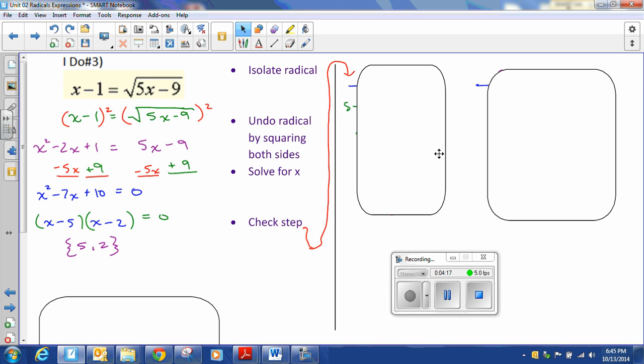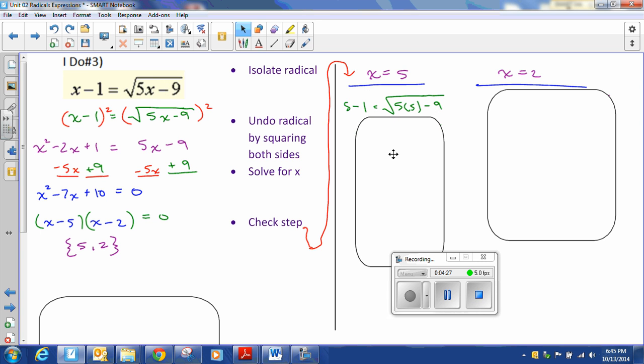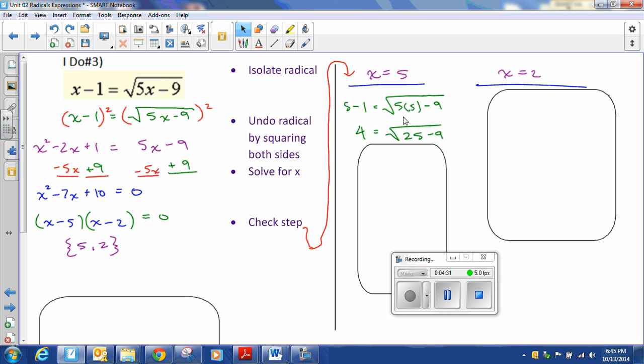Always do a check step. Here we have to do two check steps because we have 2 possible solutions. So here we have x equals 5 and x equals 2. Plugging back into the original equation, we have 5 minus 1, which is 4, equals 5 times 5, which is 25, minus 9, which is 16 under the radical.